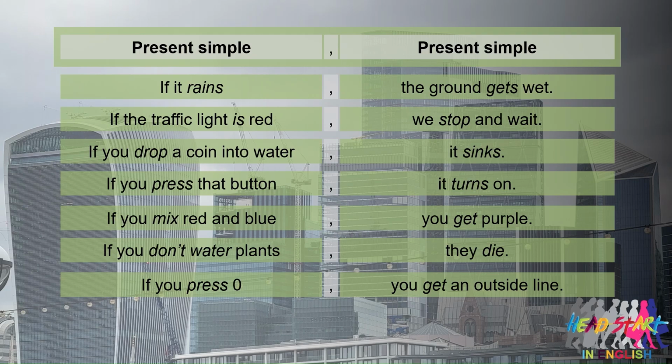If it rains, the ground gets wet. If the traffic light is red, we stop and wait. If you drop a coin into water, it sinks. If you press that button, it turns on. If you mix red and blue, you get purple. If you don't water plants, they die. If you press zero, you get an outside line.